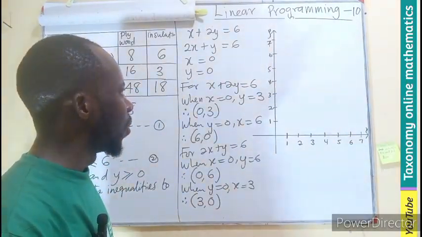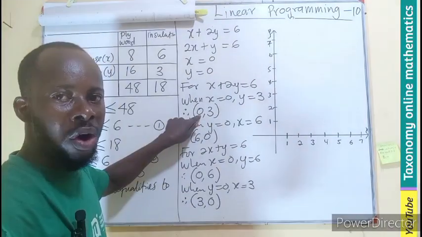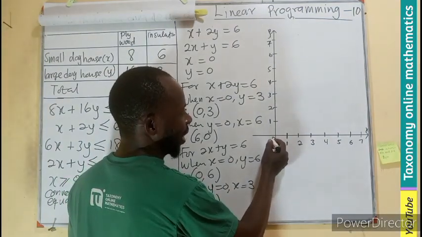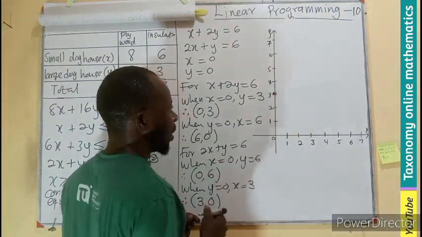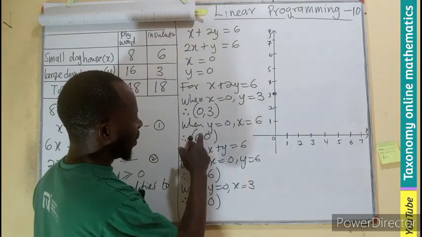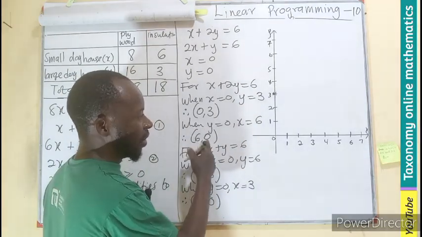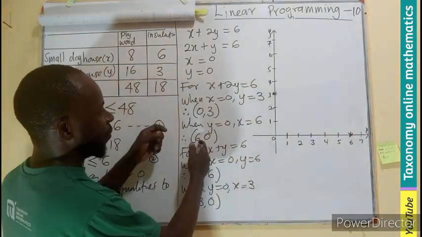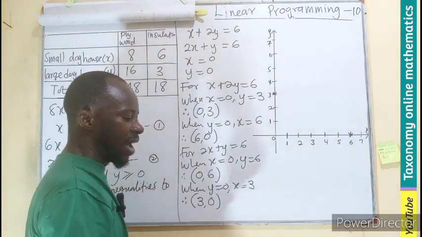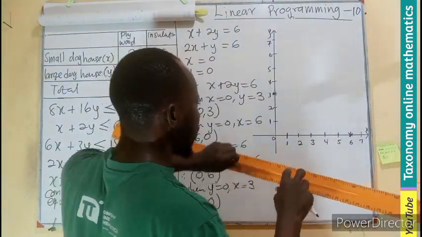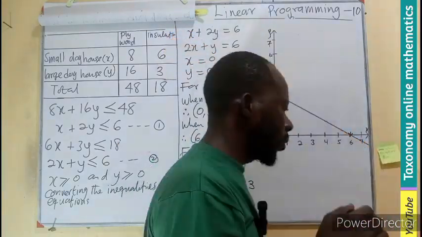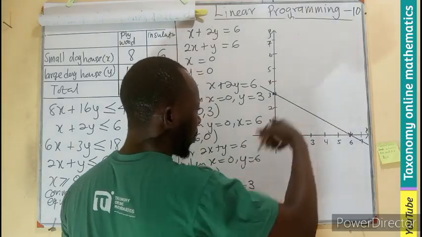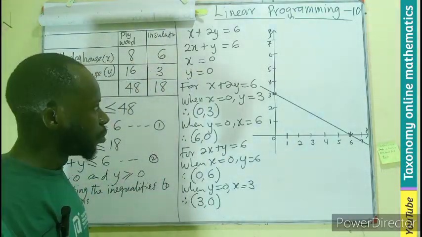So what are we going to do? We are now going to locate the first point, 0 on the x-axis, 3 on the y-axis. We know 0 is here on the x-axis, then 3. Then the next one, 6 on the x-axis, 0 on the y-axis. So 6 here. All these points come from the same equation, so that gives us the straight line we are looking for. So that is the straight line with the equation.